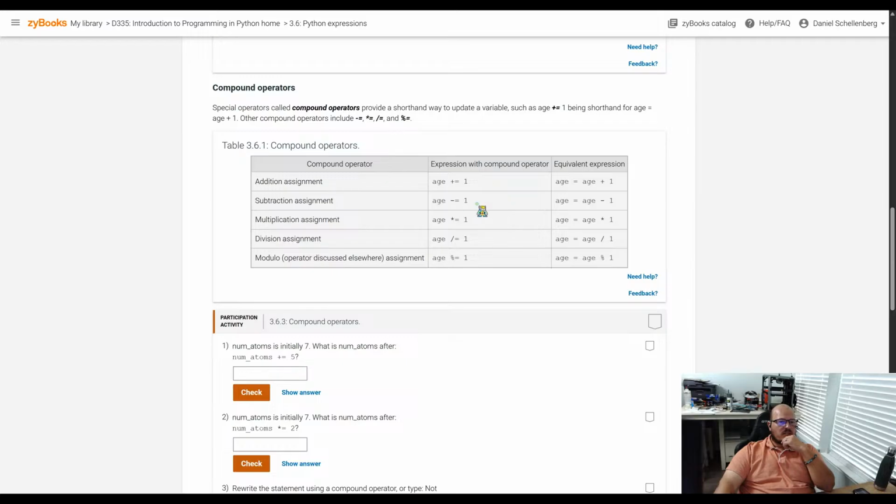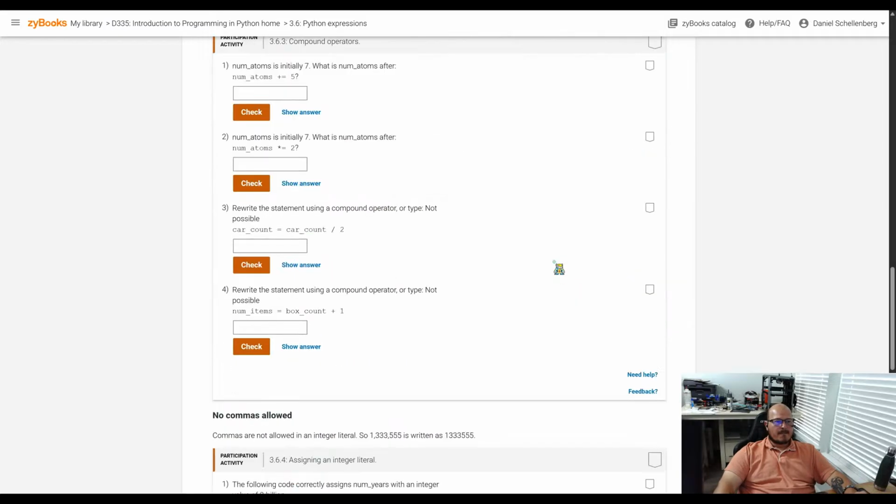Same thing with subtraction, age minus 1. So age minus equal 1 is the same thing as age equals age minus 1. Multiplication, division, modulo operator discussed elsewhere. What I was talking about earlier, assignment. Age modulo 1. So I think that's remainder 1, right? I think that's what that means.